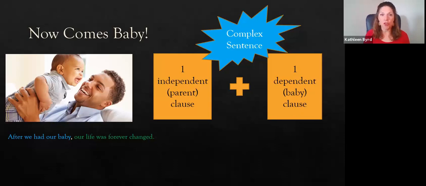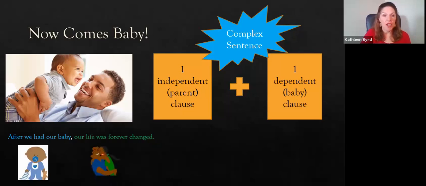Notice the first clause starts with the word after. This is a dependent clause. It doesn't make sense by itself. After we had our baby, what? So when we connect it, here's our baby, and then we have our independent clause. Our life was forever changed.